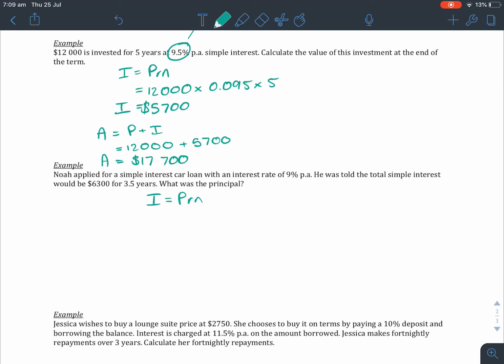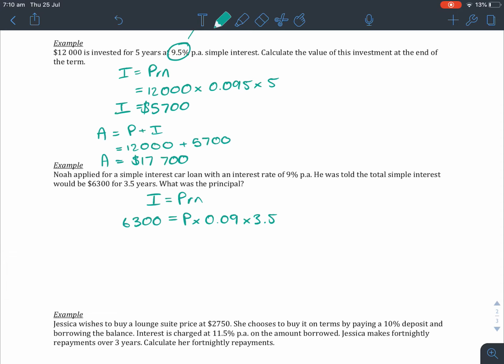Do we know what the simple interest is? Yes, we do. It says it would be 6,300. We don't know the principal, so leave it as P, multiplied by our rate of 0.09 and our time of 3.5 years. So we need to do some rearranging. We want P by itself and all the numbers on the other side.